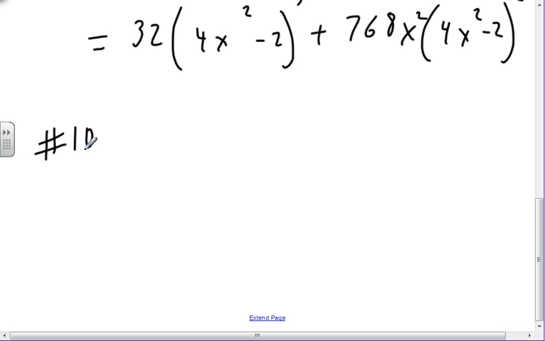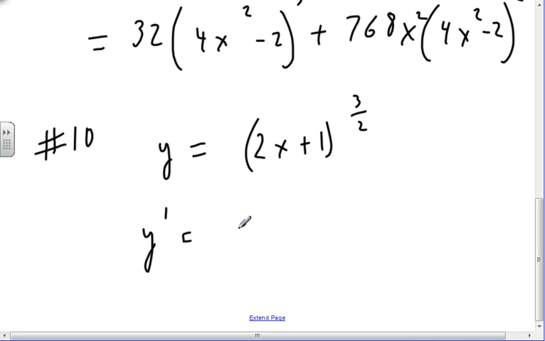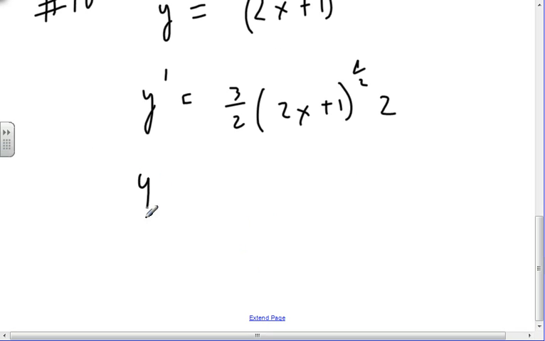I want the 4th derivative. Oh, bummer. y is (2x + 1) to the 3/2. Okay, so the first derivative: y' = 3/2 (2x + 1)^(1/2) times 2, so y' = 3(2x + 1)^(1/2).